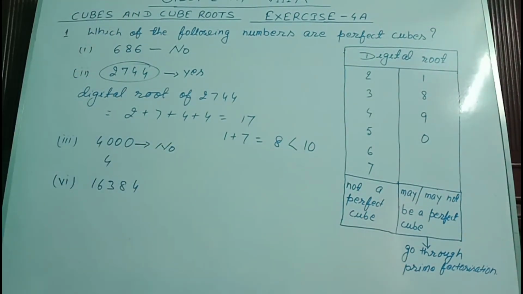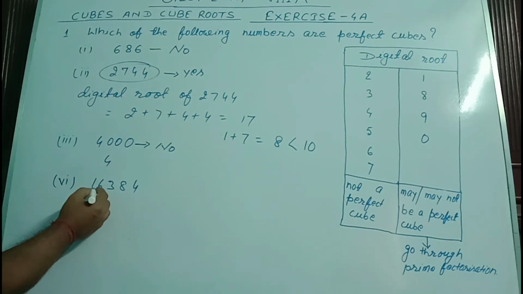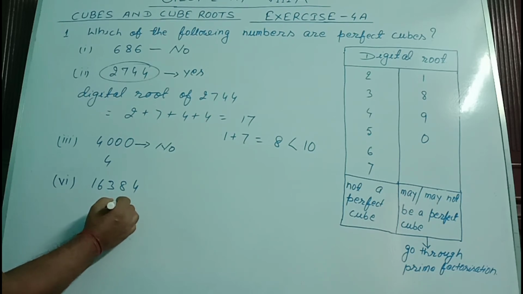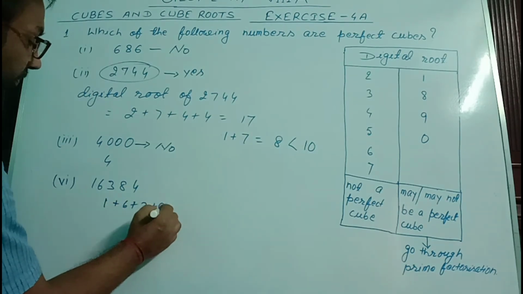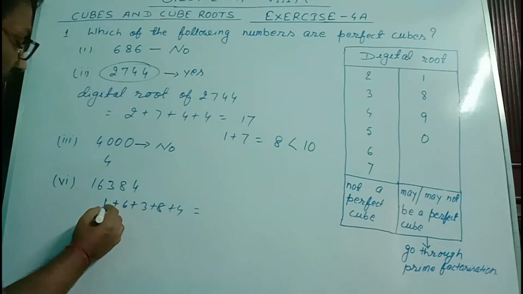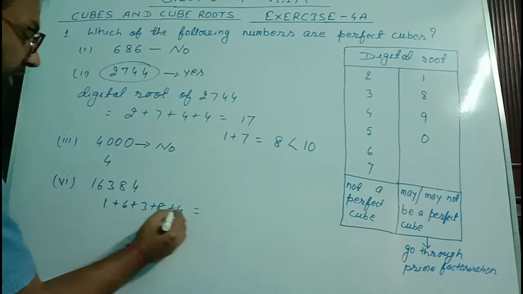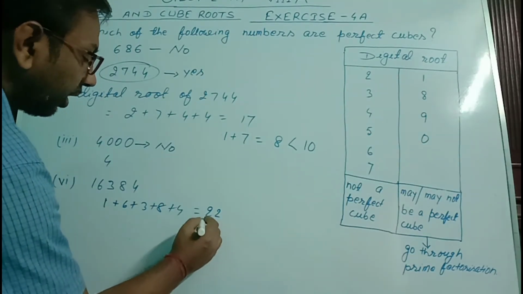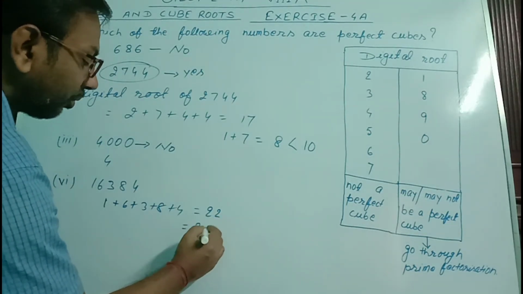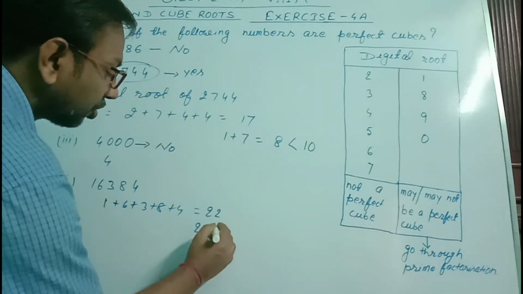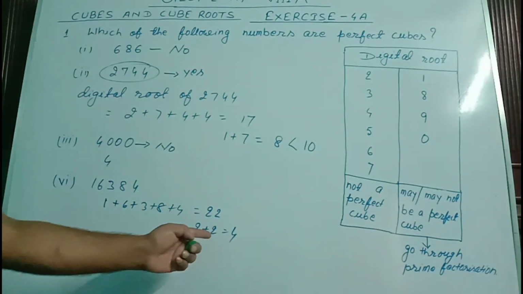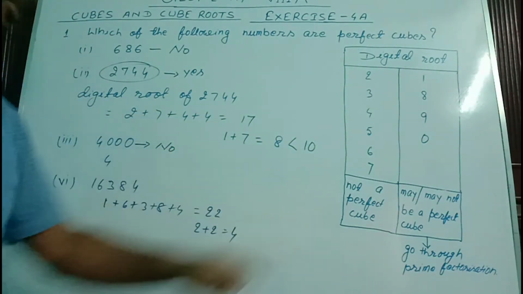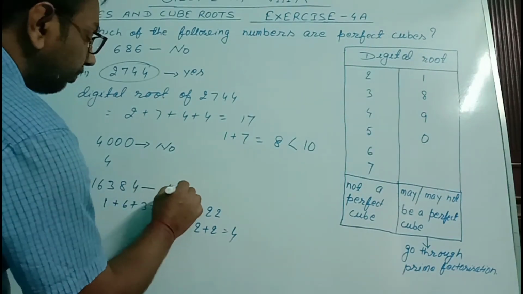Our next question is Roman number 6. In this, the digital root of 16,384 became 1 plus 6 plus 3 plus 8 plus 4. We get the sum 1 plus 6, 7, plus 3, 10, plus 8, 18, 18 plus 4, 22. Again this is greater than 10, so we have to make it less than 10. For that we will add again these 2 and these 2, and we get 4, that is less than 10, and 4 is in this list, means this given number is not a perfect cube. Here we write no.